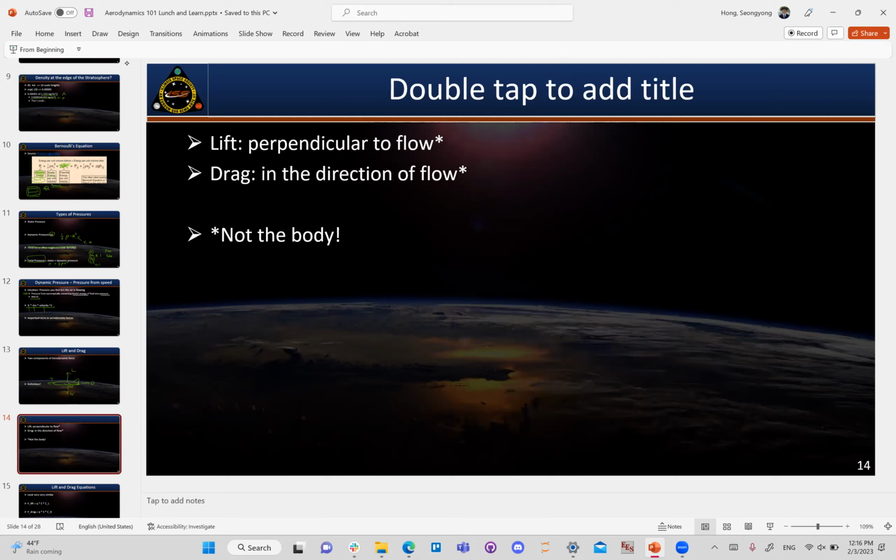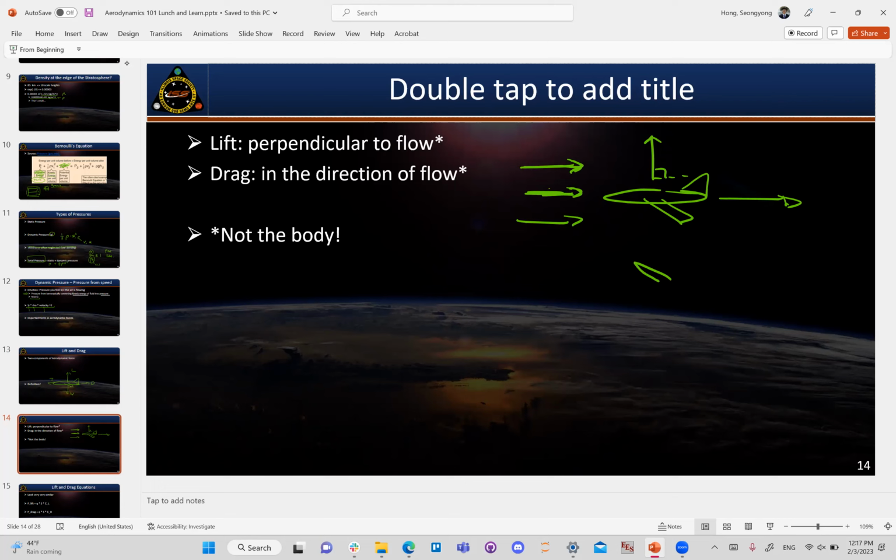So let's say your wind is moving this way, and going back to the plane example, your plane is flying this way, nice and dandy. Your lift is acting up because your flow is perfectly parallel to the plane. So your definition holds, and the same goes for the drag. It's pointing backwards because it's parallel to the flow here.